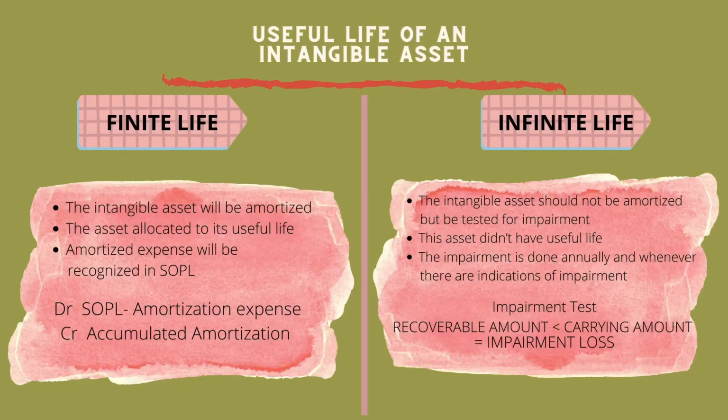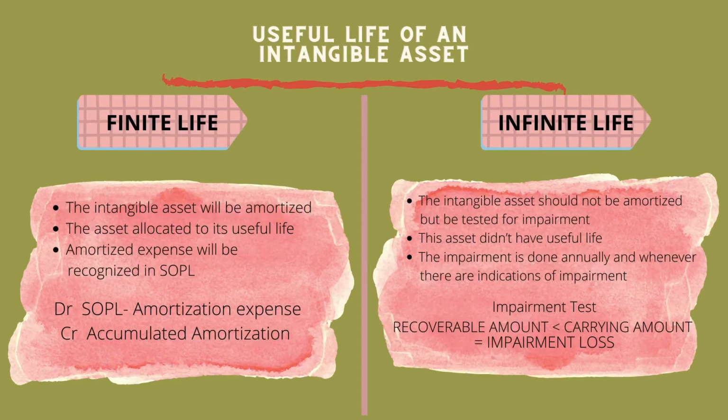So let's move on with useful life of an intangible asset. It is divided into two, finite life and infinite life. For finite life, the intangible asset will be amortized based on its useful life, and the amortized expense will be recorded in the statement of profit or loss. For infinite life, the intangible asset should not be amortized but will be tested for impairment. This asset does not have a useful life, and the impairment is done annually or whenever there is an indication of impairment.